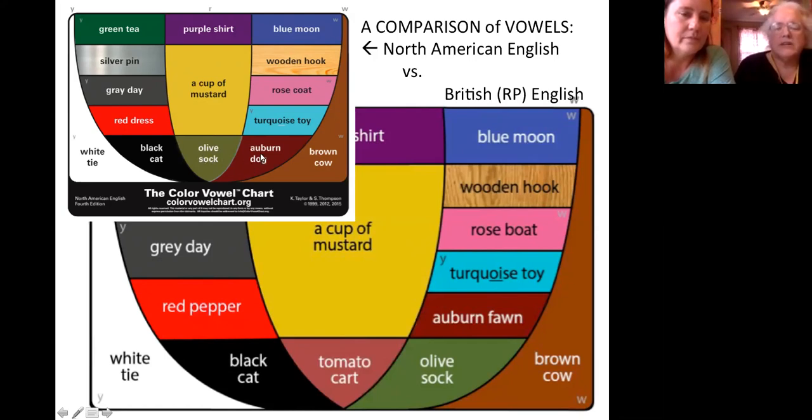The dialects of American English that distinguish olive sock and Auburn Dog may have different kinds of Auburn. My Auburn is about in that spot. It's basically a low back vowel. In fact, it's the same place as olive, except with rounding. I don't have to move anything but my lips. But if you're from New York, for example, your Auburn extends all the way up to where Rose Coat begins. And so you'll say, Auburn, coffee, which is part of people's stereotypes about the New York accent.